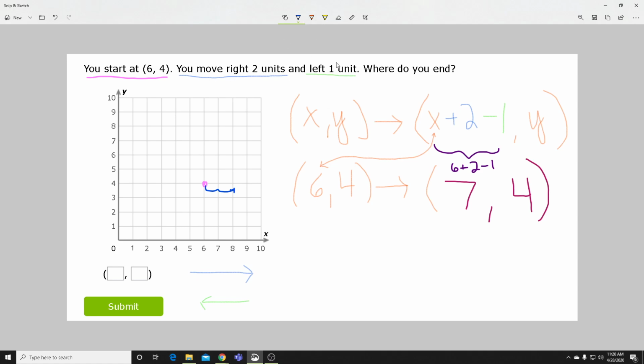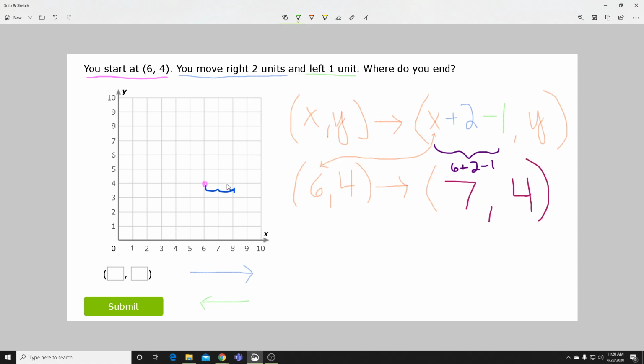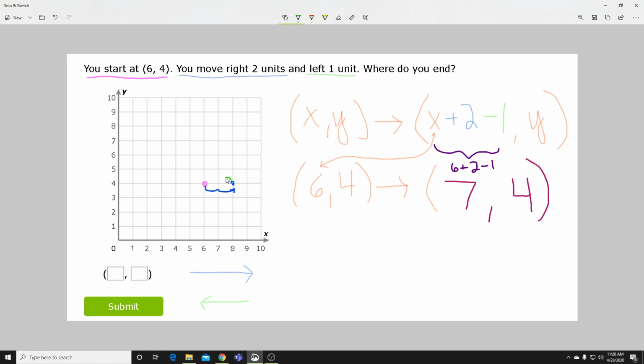And then we're moving to the left by 1. So we move to the right by 2. That puts us right here. But then we're moving back to the left by 1. So we're going back here. So our final point is going to be right here.